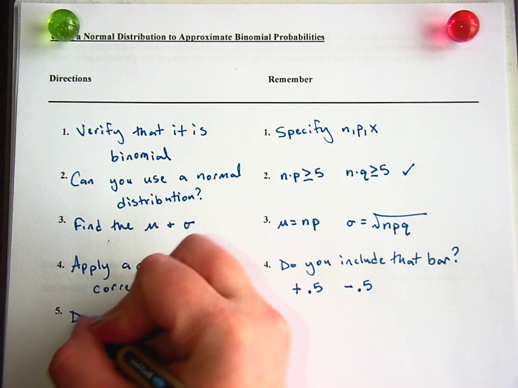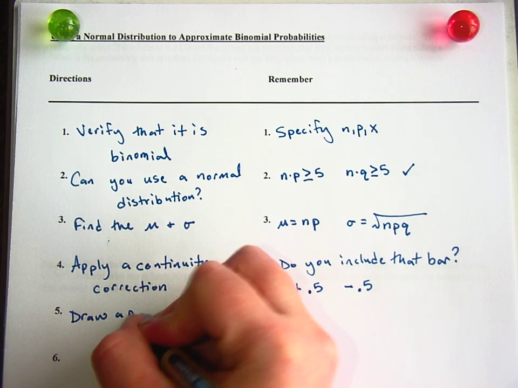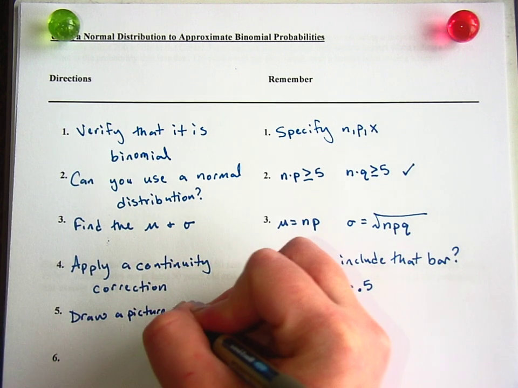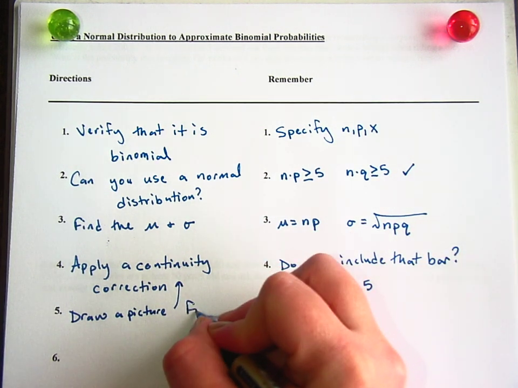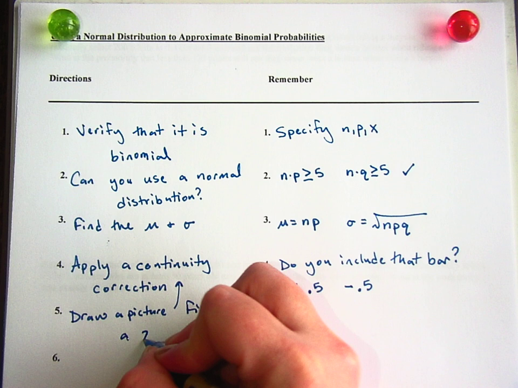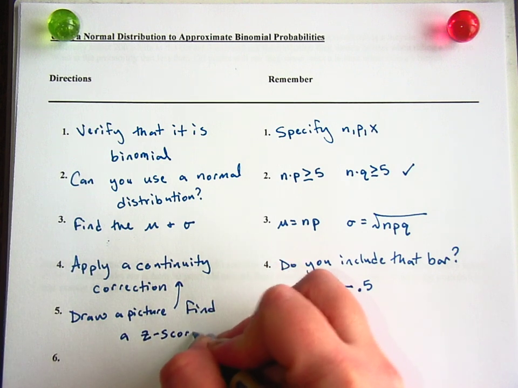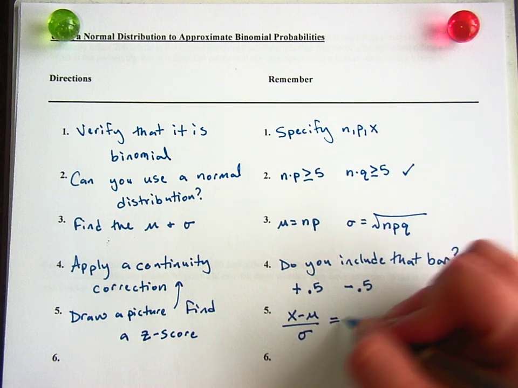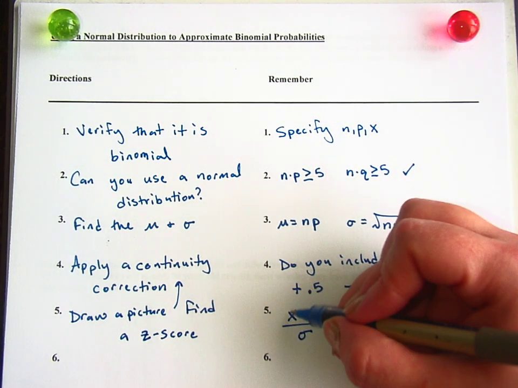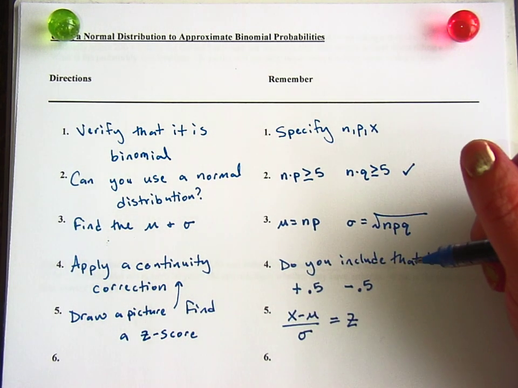Next, you're going to draw a picture. Actually, even drawing a picture might have been better on that step. And then you find a z-score. So that's our standard x minus mu over sigma to get your z-score. But remember, x is the thing that will change with that continuity correction.